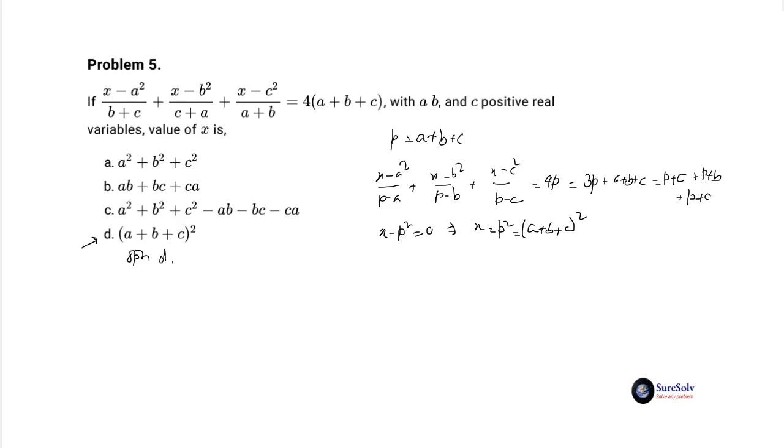Let's show you the last step deductions. (x minus a) square divided by (p minus a), minus (p plus a), plus (x minus b) square divided by (p minus b), minus (p plus b), plus (x minus c) square divided by (p minus c), minus (p plus c), equal to 0.